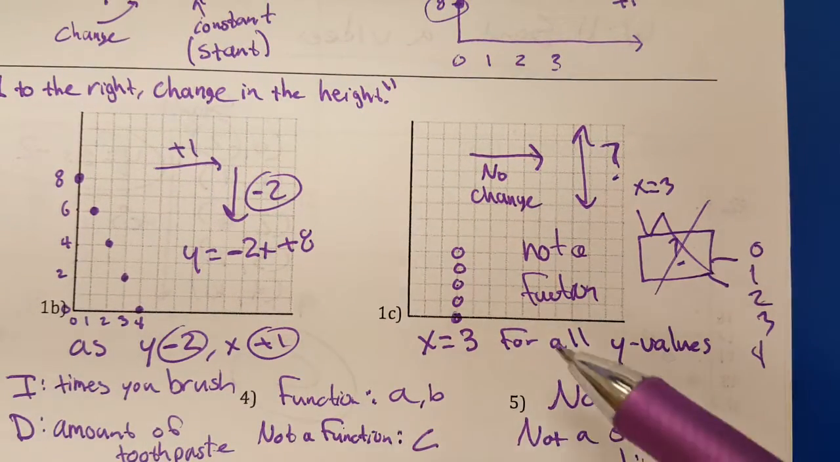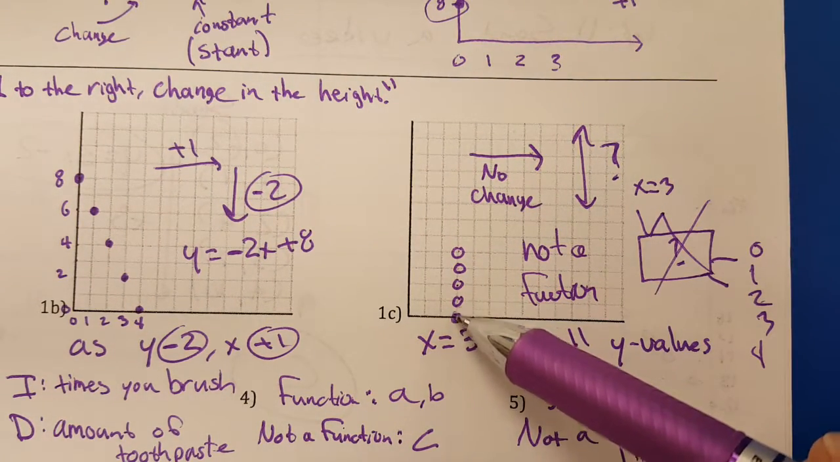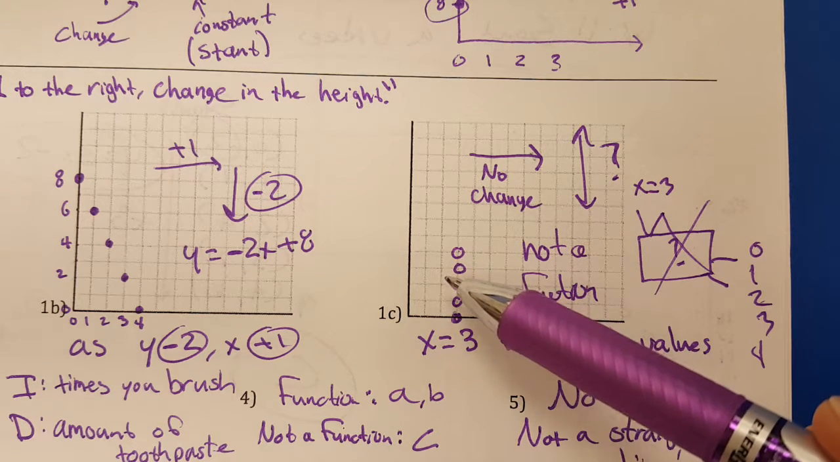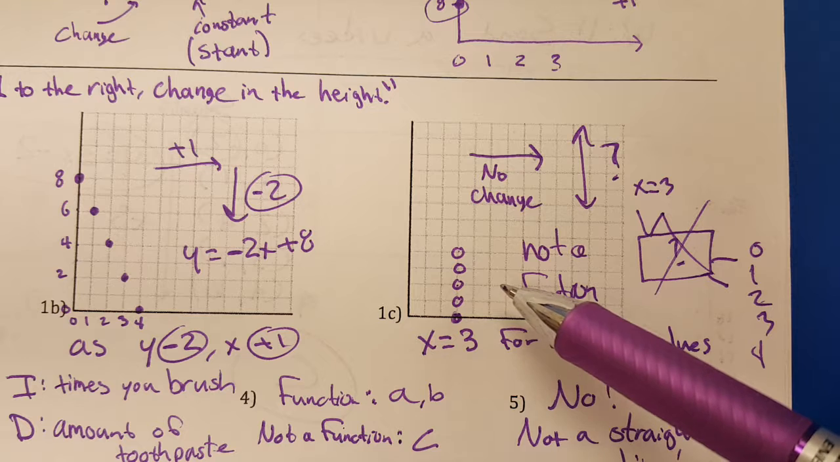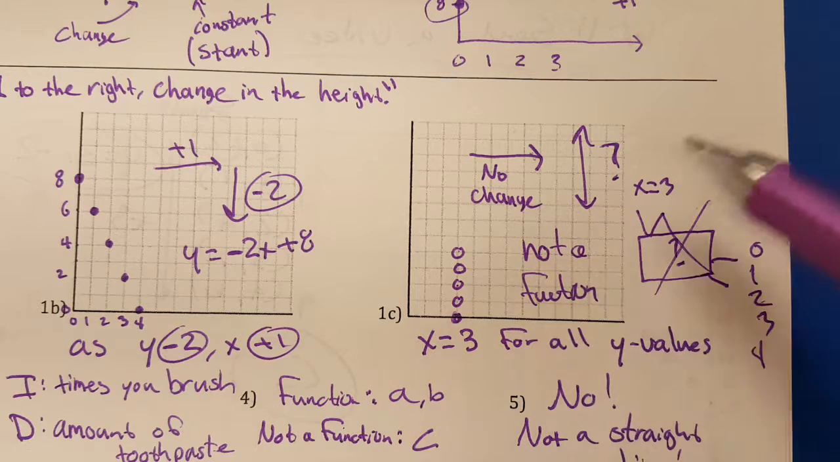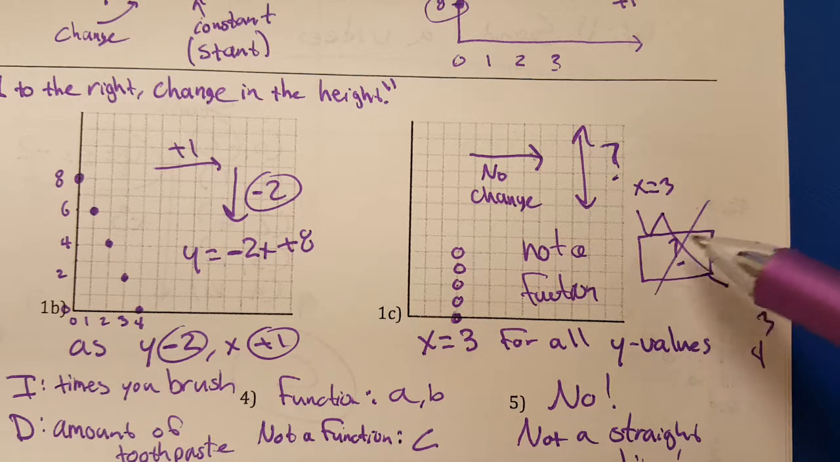1c, it gave you (3, 0), (3, 1), (3, 2), (3, 3), (3, 4). This is a vertical line. And if I haven't mentioned this enough, you cannot have vertical lines as a function. It simply does not work. What does that mean? That's the same thing as putting, here's a little function box here.